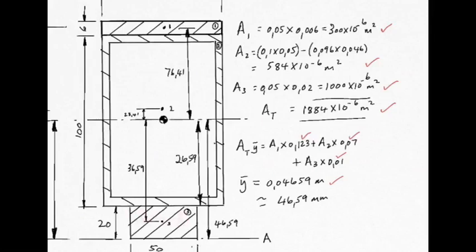Okay, let's go back to 2. 0.1 by 0.05 would be this by this. 0.1 being 100 millimeters converted to meters, and the 0.05 being the distance across. And then subtracting from it the missing bit inside, which would be 0.096. Let's see where that came from. 100 minus this wall leaves you with 96 millimeters.